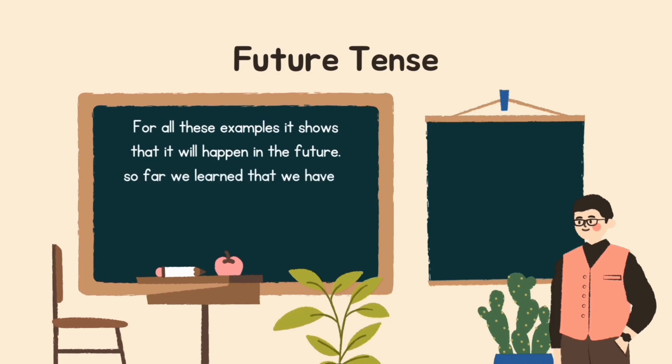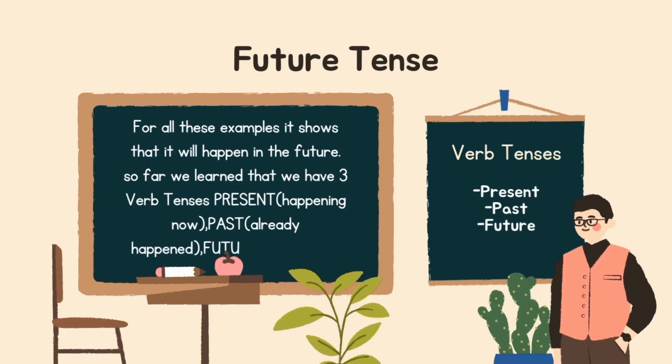So far, we learned that we have 3 verb tenses: past or already happened, present or happening now, future or will happen. And now, let's move on to our last topic, but not the least, which is types of verb.